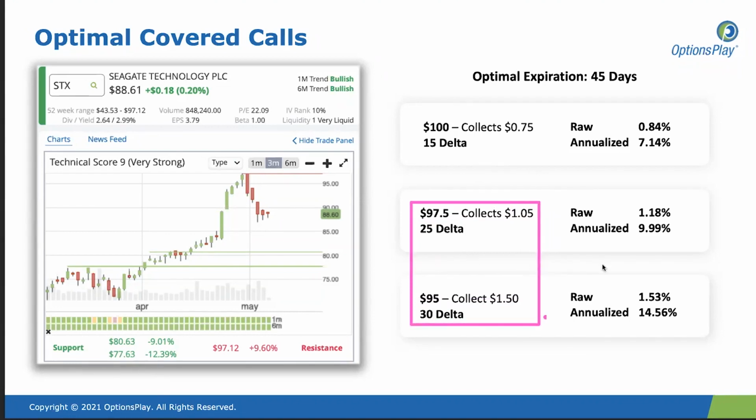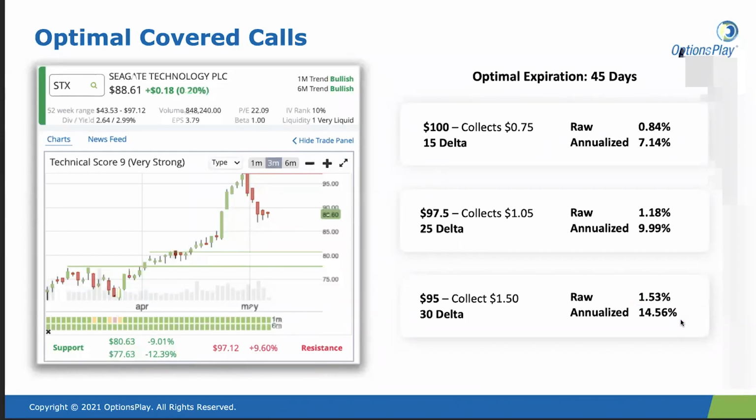And most people answer this based on these numbers over here. An annualized return of 10%, annualized return of 14.5%. That certainly sounds a lot better than having an annualized return of 7%, right? Who would choose 7% when you can have double that at 14.56%?